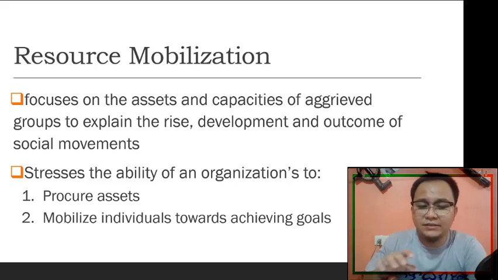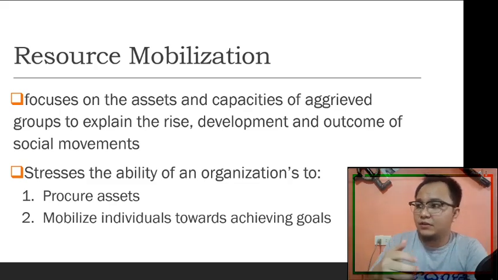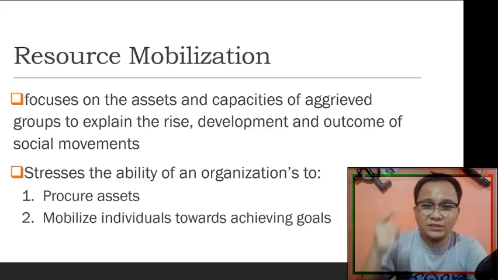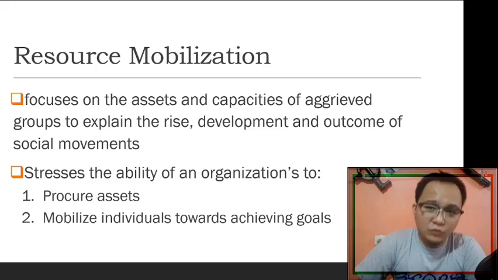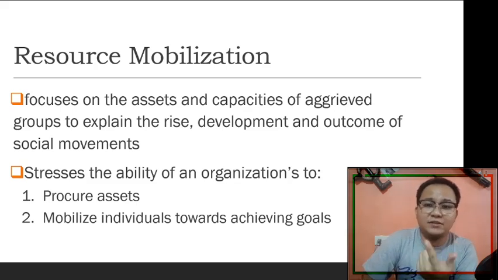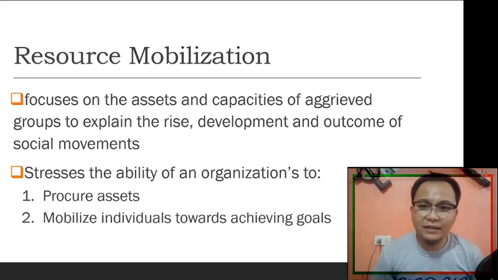So it stresses the ability of an organization to procure assets, no? Kumuha ng assets, magkaroon ng assets and resources, and mobilize individuals towards achieving their set goals. So, yes, nakapag-community profile tayo, nakapag-needs assessment. Then we are now ready to implement the program, the plan, the proposal.